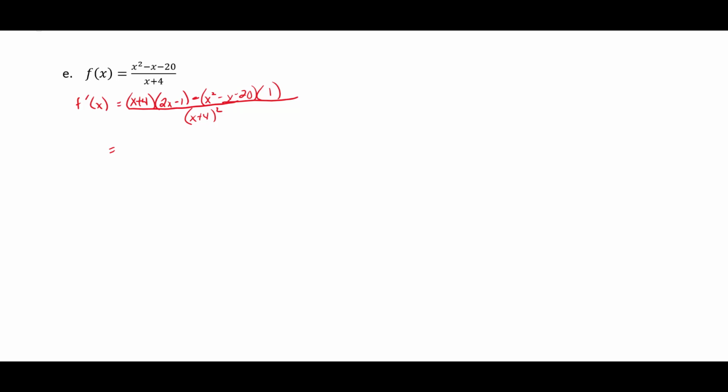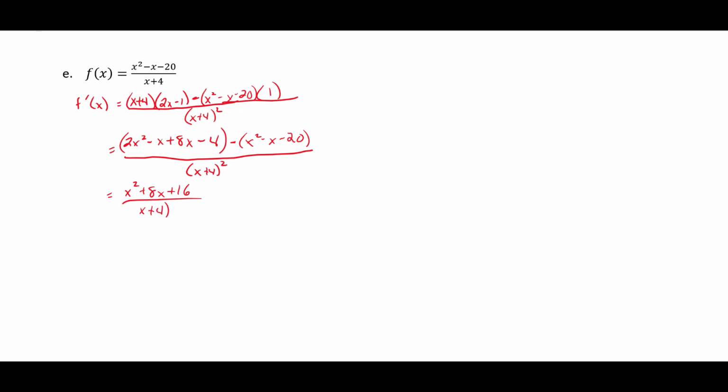Cleaning it up, multiply it out, right? So (x + 4)(2x - 1), you get 2x² - x + 8x - 4, all minus (x² - x - 20), still all over (x + 4)². And so then distributing through the negative, combining like terms, we end up with (x² + 8x + 16) over (x + 4)².